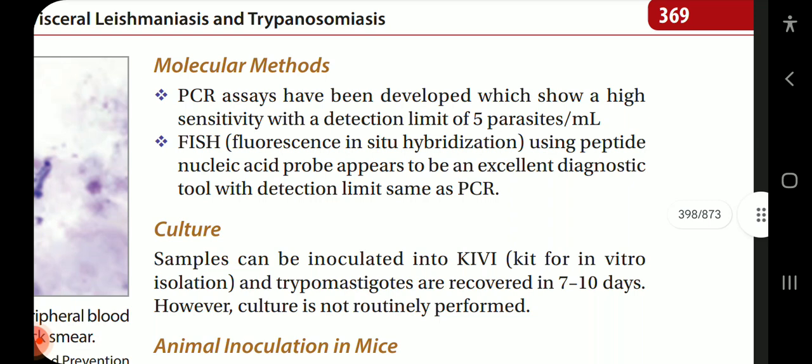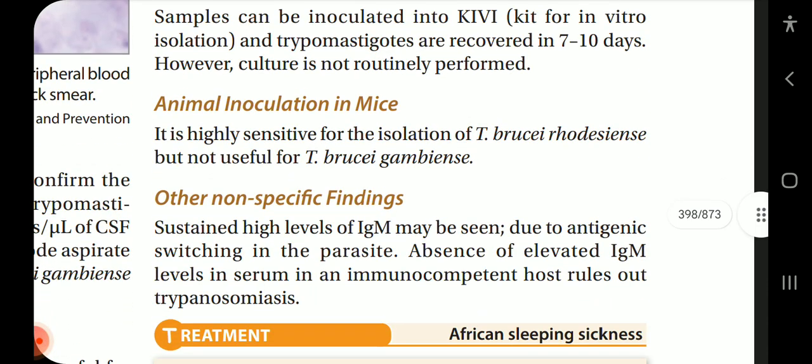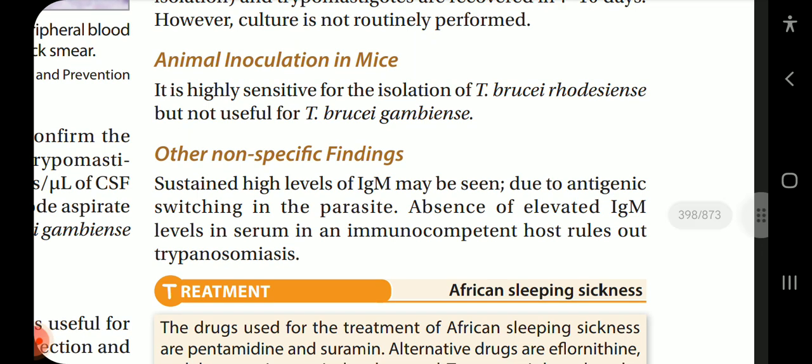Molecular methods. PCR assays have been developed which show a high sensitivity with a detection limit of 5 parasites per ml. FISH, fluorescence in situ hybridization using peptide nucleic acid probe, appears to be an excellent diagnostic tool with detection limit same as PCR. Culture: samples can be inoculated into Kiwi kit for in vitro isolation, and trypomastigotes are recovered in 7 to 10 days. However, culture is not routinely performed. Animal inoculation in mice is highly sensitive for isolation of Trypanosoma brucei rhodesiense but not useful for Trypanosoma brucei gambiense.